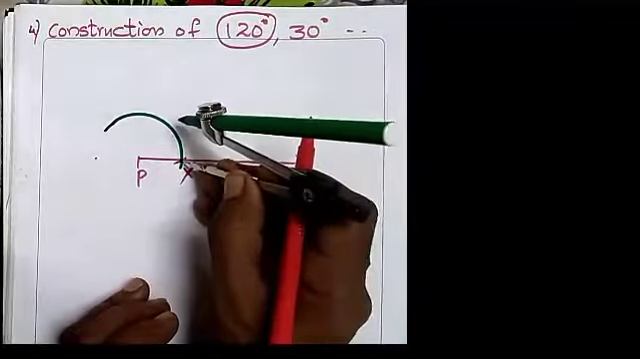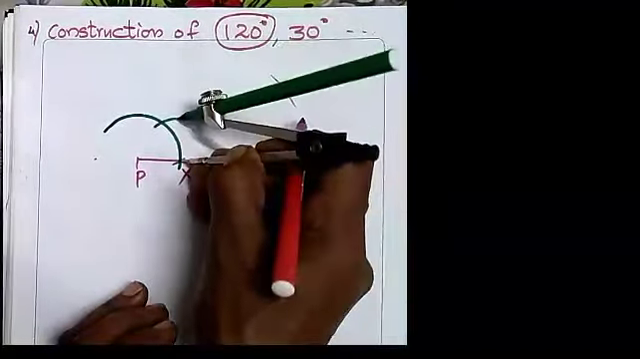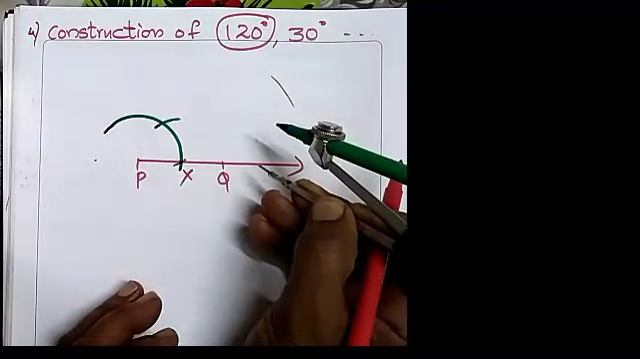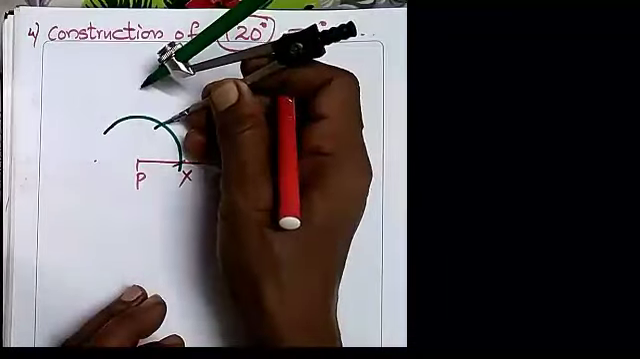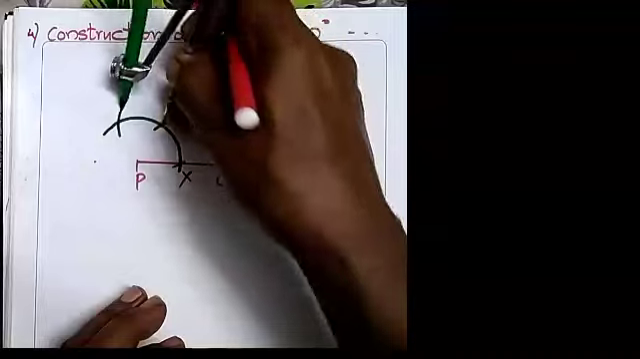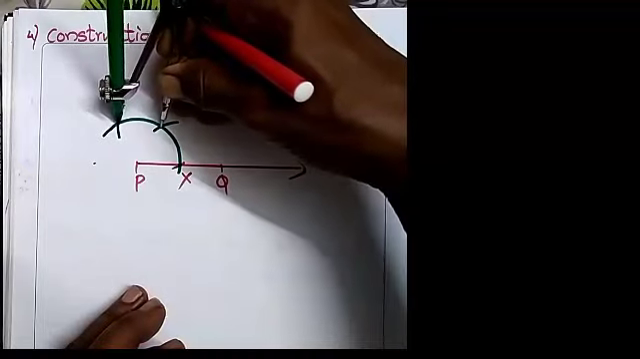Now with X as center and the same radius, draw an arc. Now you know this angle has a measure. What is the measure of this angle? 60 degrees. Okay, we need 120 degrees. So from this new intersecting point, you need to draw another arc. Can you understand? So first we are constructing 60 degrees, and one more 60 degrees we are constructing.